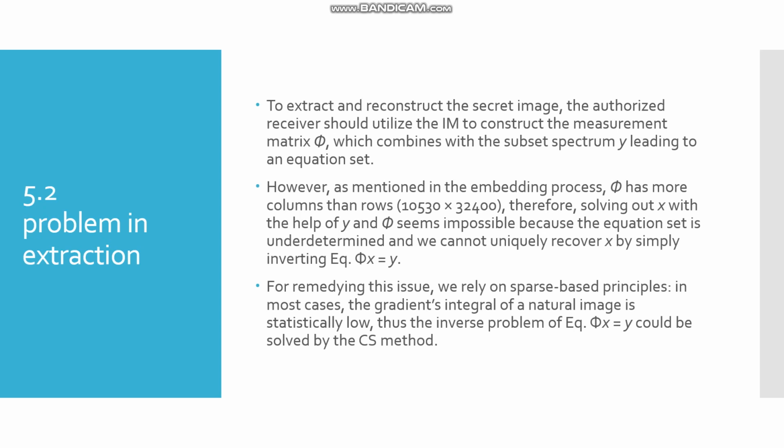Now there is a problem in the extraction process. Why? Basically, phi is a matrix of 10,530 cross 32,400, and it has more columns than x. So if we want to retrieve x by using y and phi, it's impossible. So we will be using the CS method, or compressed sensing method, to find an exact or appropriate solution for the undetermined linear system of equations.